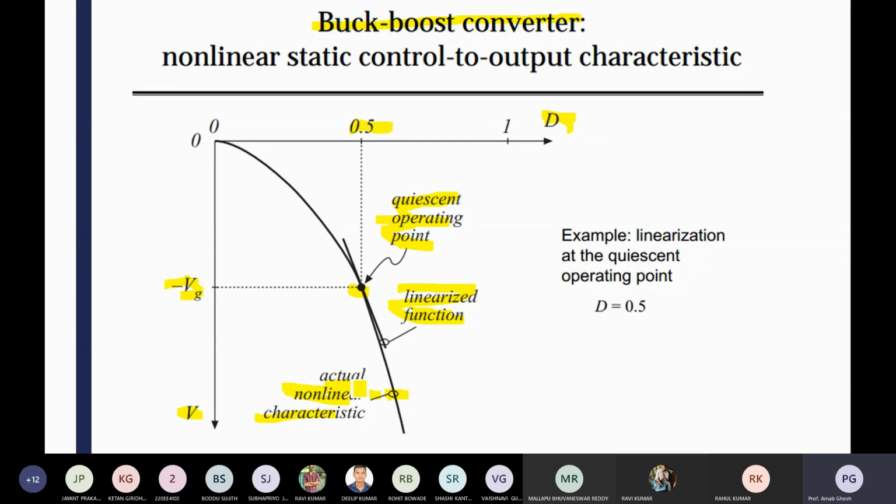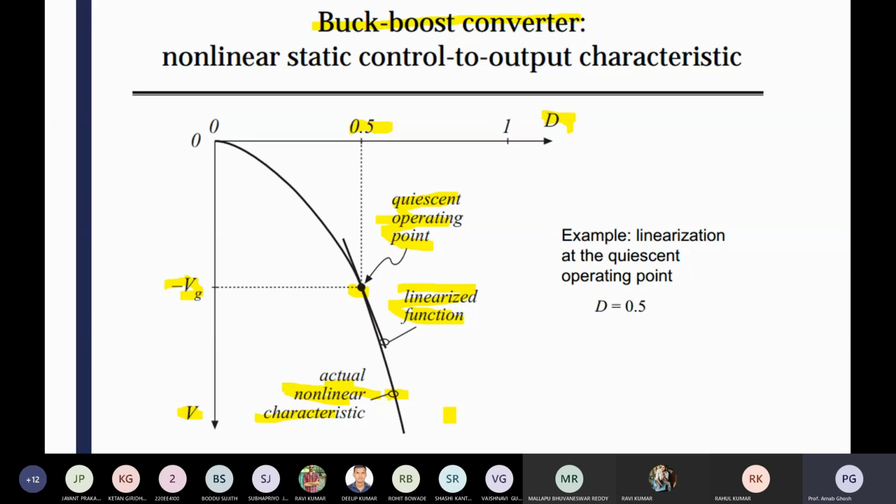Okay, so the rate of change, just listen to my point: the ratio of change in your x-axis variable and the y-axis variable should be constant over that zone for the linear operation of that converter. If it is varying, you can say it's an example of a non-linear characteristic.